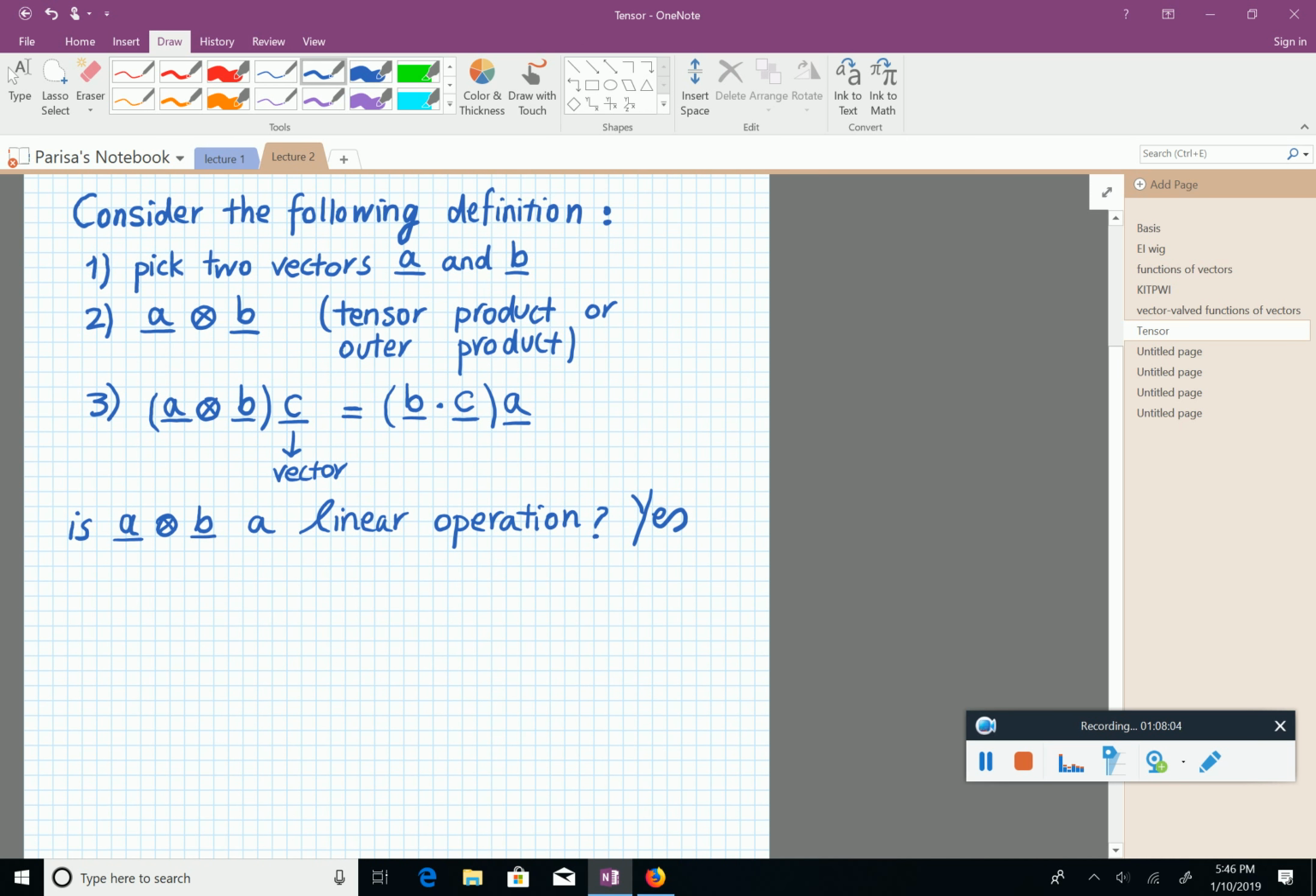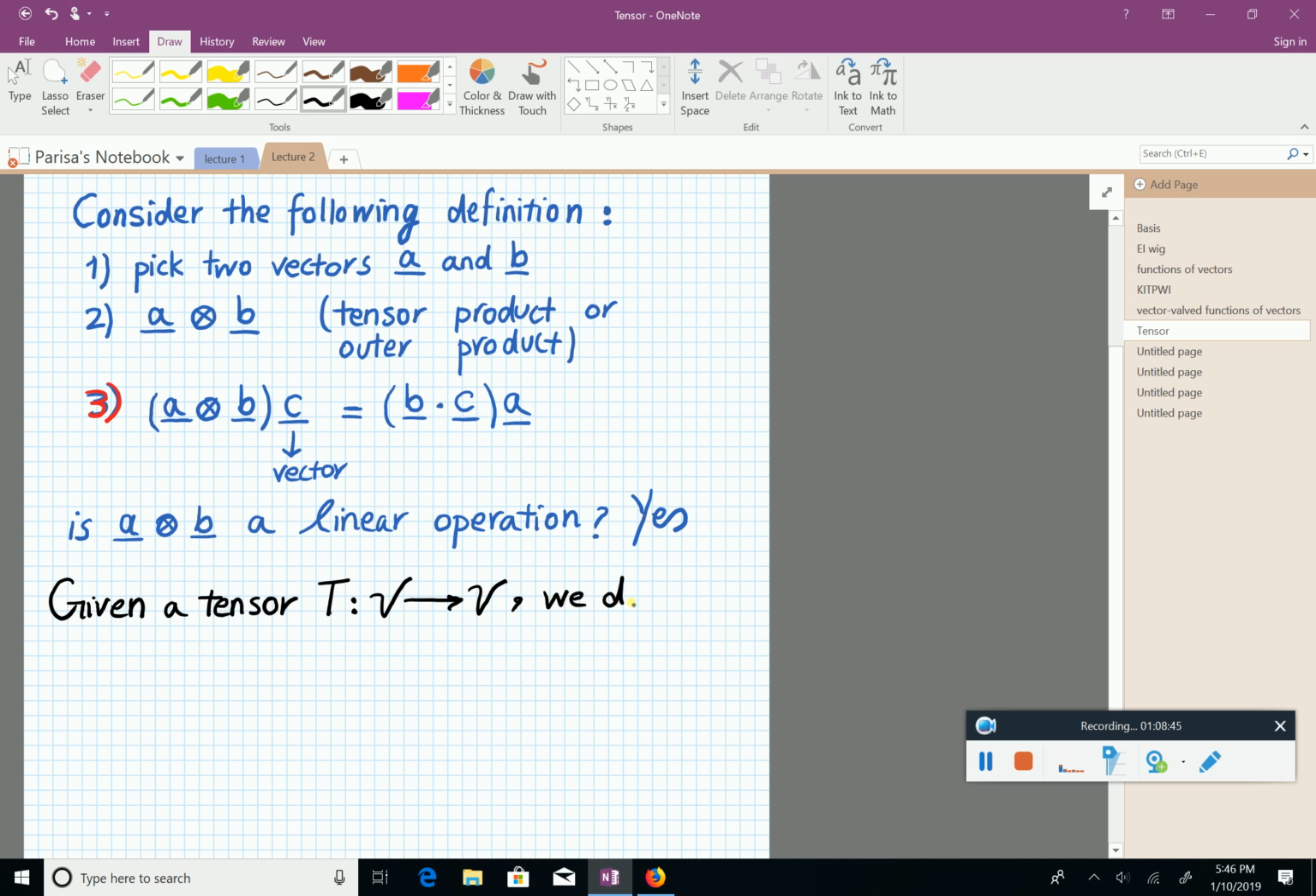So now, this is important. This equality here is important. Now that we have these definitions, we can start talking about the components of a tensor. So if we have a tensor T, we know that it's a linear mapping from vector space to vector space.